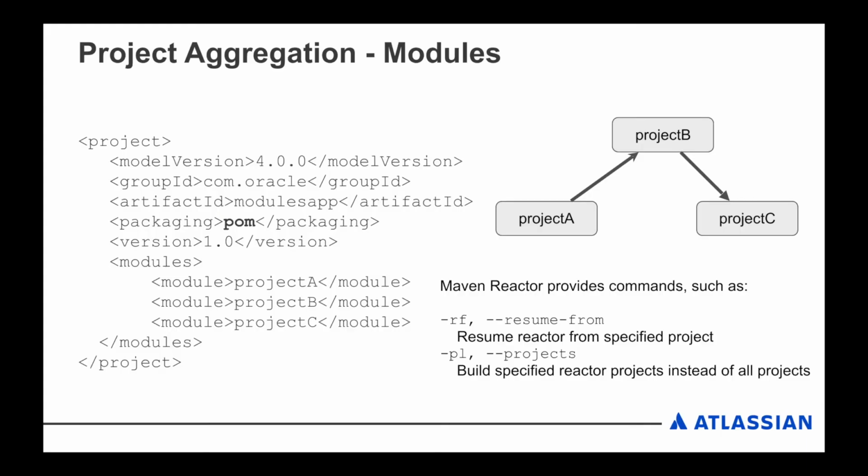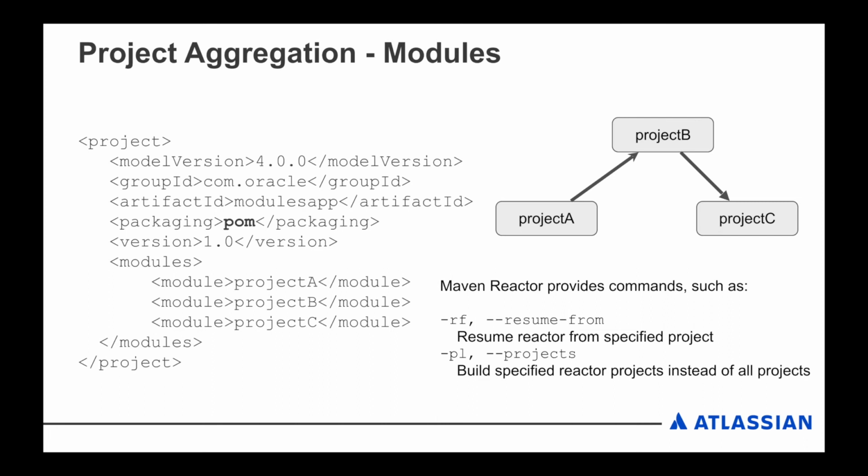And you can do project aggregation with modules. All you need to do is define a module with the packaging pom, and you can define the modules underneath it, like project A, project B, and project C as seen on the code snippet. And here, if there's a dependency between the project A, project B, and project C as seen on the right hand side, Maven Reactor will decide which module to build first. So project C will build first, and then project B, and then project A.